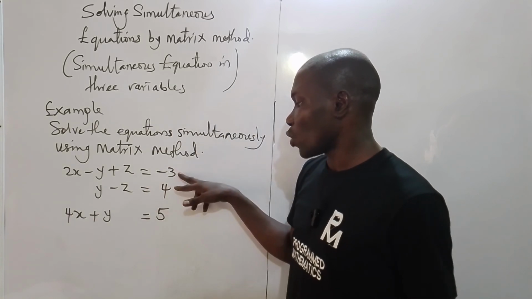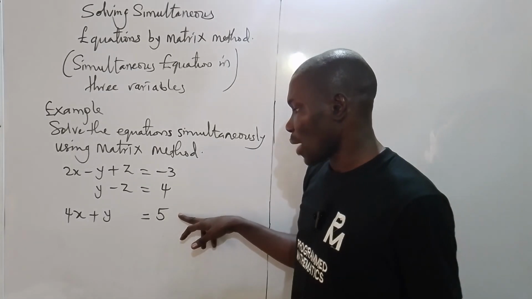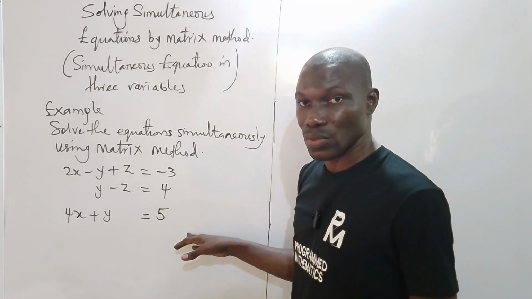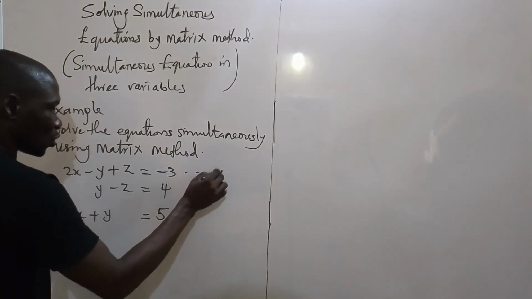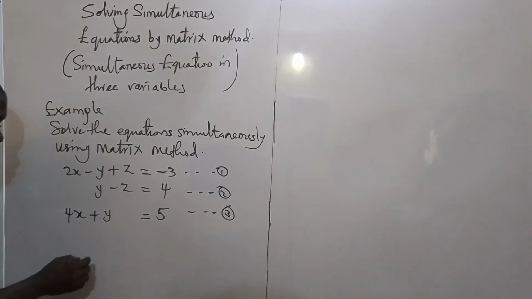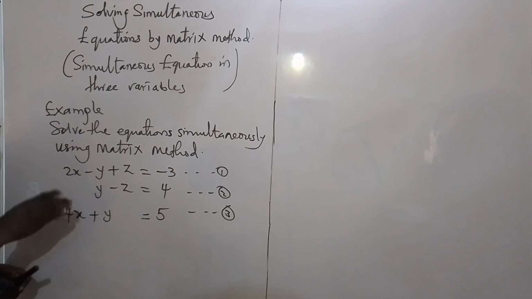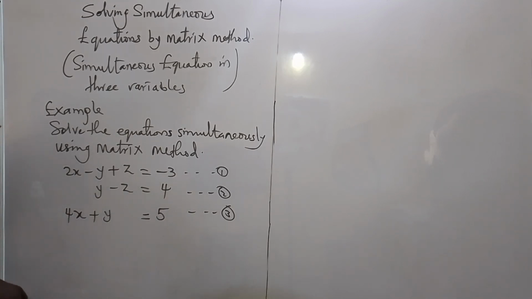So meaning, like what you see on the board here, we have equation 1, equation 2, equation 3. And so we want to solve these simultaneous equations using the matrix method. This is equation 1. We call this equation 2. This is equation number 3. So first, remember the steps, just like we did in the last video. First thing is we form this into a matrix form. We get the augmented matrix.